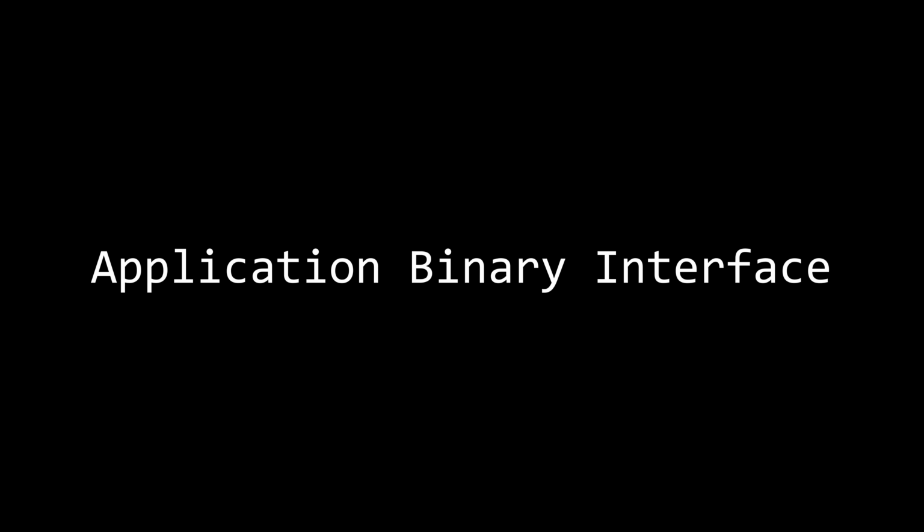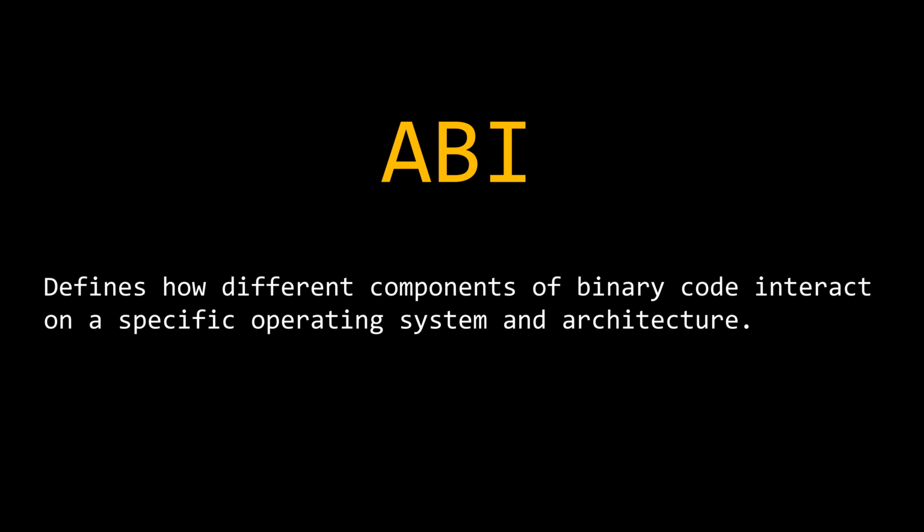This set of conventions is known as the Application Binary Interface, or ABI. Just as an API defines functions at the application level, an ABI defines how different components of binary code interact on a specific operating system and architecture. And this is just in regard to system calls. Yes, we're not done yet. Even if all the issues we've discussed were resolved, other low-level details could still cause compatibility problems.